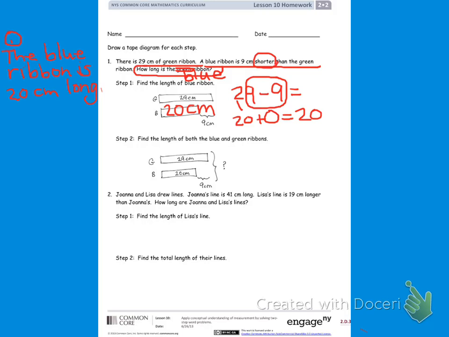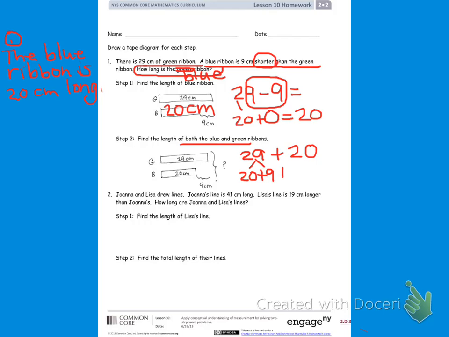Step 2 says to find the length of both the blue and the green ribbons. So I'm going to go ahead and circle and underline both the blue and green, to remind myself that that's important, we want to know how much they are together. So I'll take the 29 for the green and the 20 for the blue, and I'll add them together. I'll go ahead and decompose 29. I know that that's 20 plus 9.